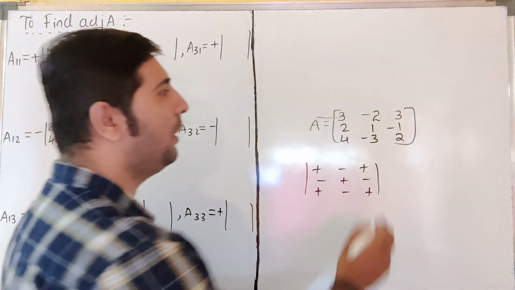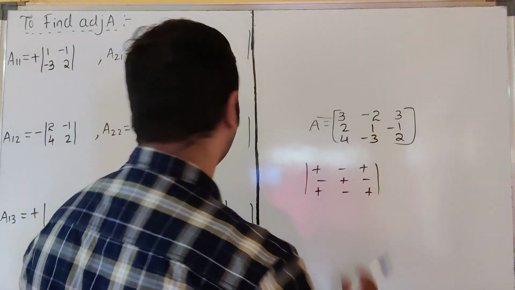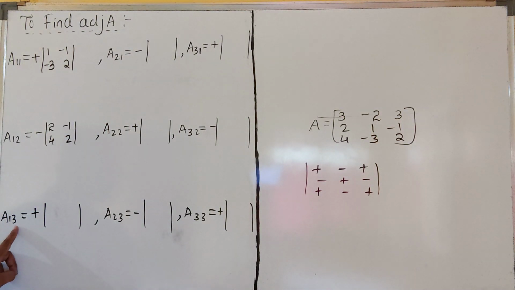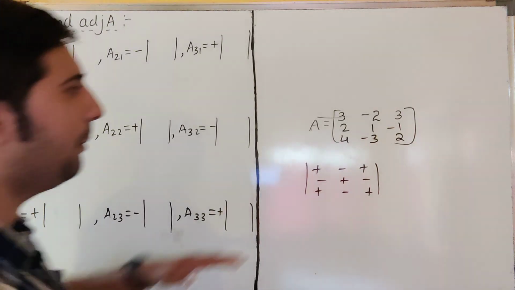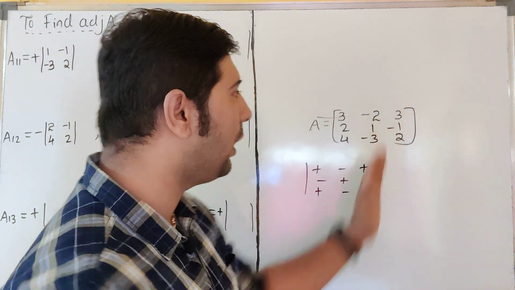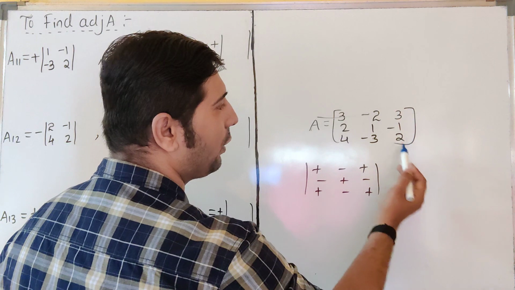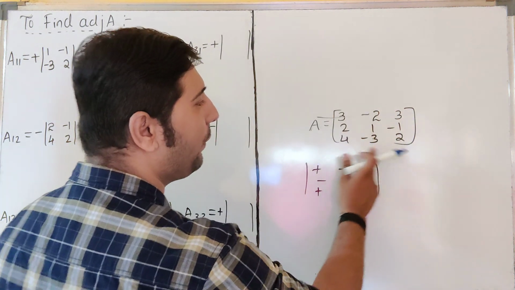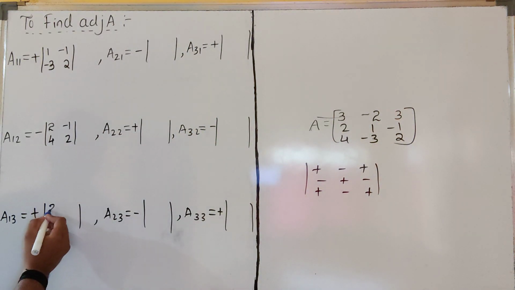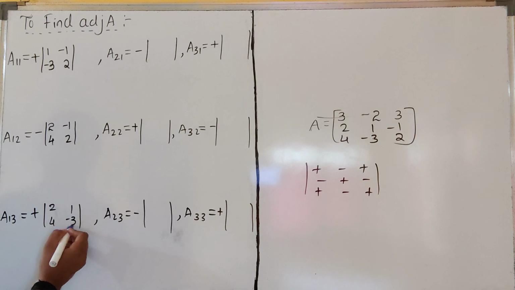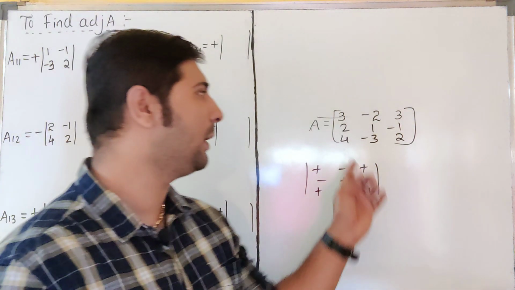Now next up. First row, third column you leave. First row you leave, third column you leave. What are you left with? 2, 1, 4 minus 3, dear students. So next one you see.